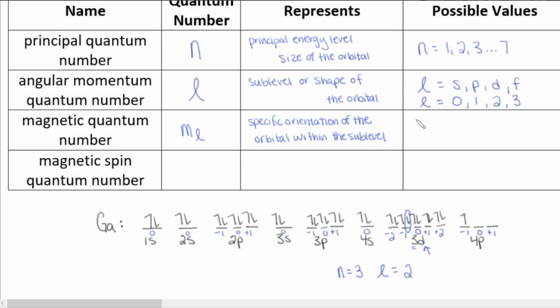So for the possible values, you could just tell yourself, all right, we'll make a number line. Or technically, you guys, m sub l goes from -L to +L. So for example, with D, see how we had an L of 2? Do you see how our number line goes from -2 to +2, right? It goes from our -L, -2, to our +L, +2, right? So that's going to work out every single time because P's have an L of 1, so they're going to go -1 to +1. S's have an L of 0, so their m sub l is 0.